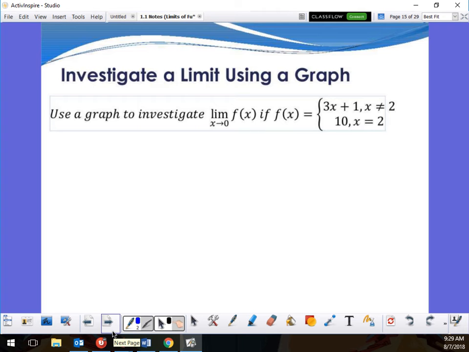Investigate a limit using a graph. So now, use a graph to investigate this limit right here. The limit as x approaches 0 of f of x, if f of x, here's my piecewise here. Okay, do you guys know how to enter piecewise in the calculator? Yeah. Okay, so let's try that. Write me out.